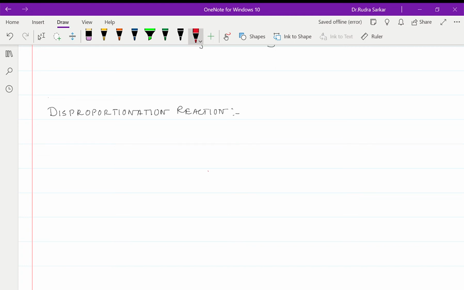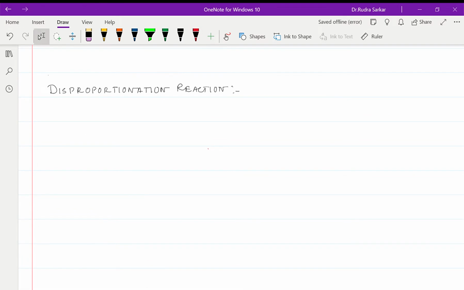Okay, we are going to discuss here disproportionation reaction, which means a self auto redox reaction. So it means a species will undergo oxidation and reduction within the same reaction, right? So let's take an example. Say we have taken Cl2 and we mix in water and it forms HCl and HOCl.